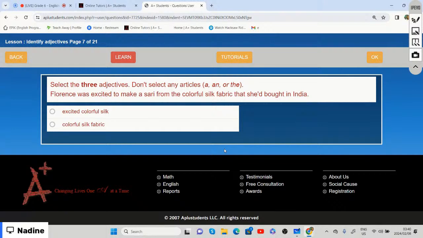So we need to select three adjectives, right? And once again, do not select the articles, which are a, an, and the. Florence was excited to make a sari from the colorful silk fabric that she'd bought in India.